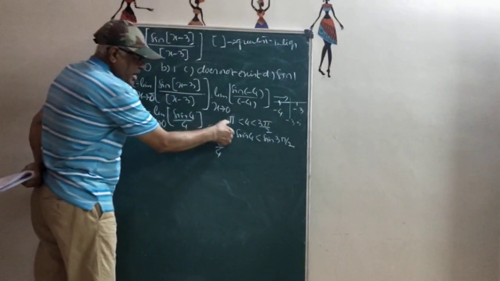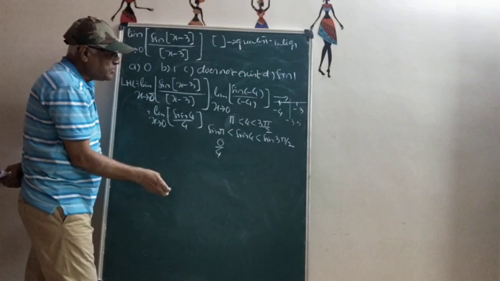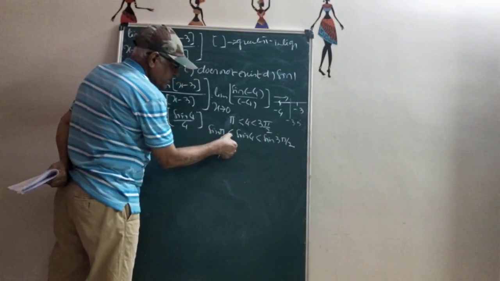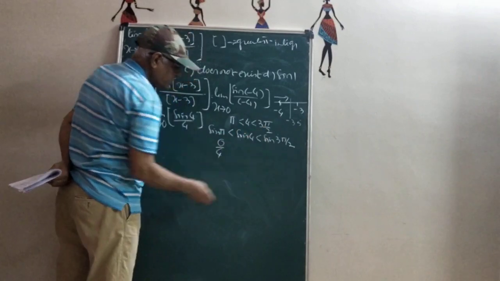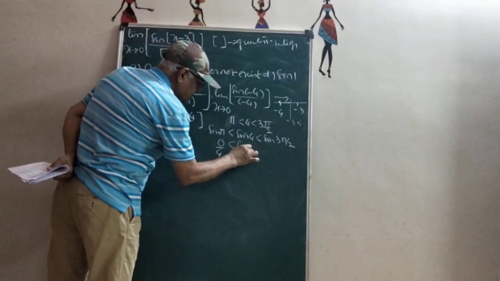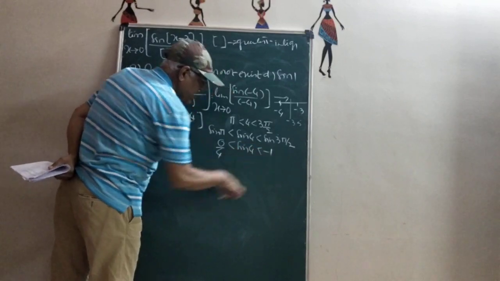See, pi is less than 4, 4 is less than 3 pi by 2 is there. So now sine function you apply. Sine pi is less than sine 4. Sine 4 is less than 3 pi by 2. What is sine pi value? 0. Is less than sine 4 is less than minus 4.